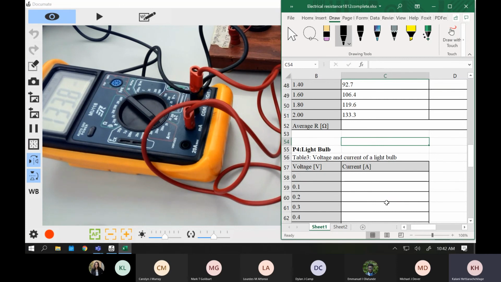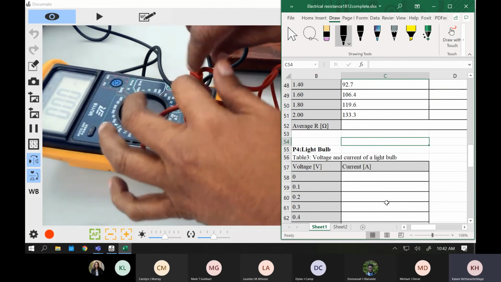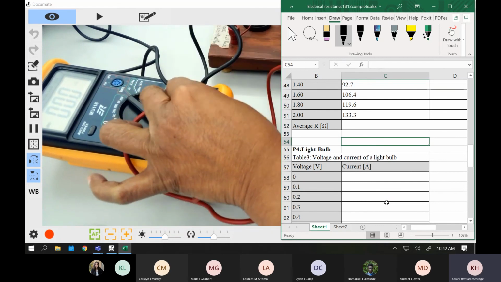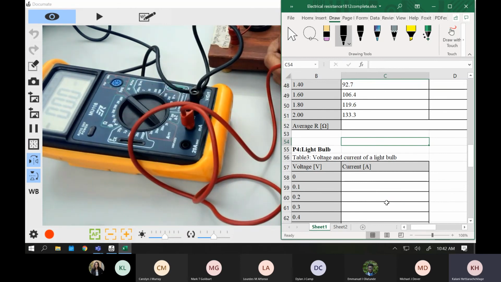Okay, so now the last one we're going to do is for the light bulb. I'm going to lower my voltage to zero, all the way counterclockwise first. Keep the switch on the power supply off. Now we're going to take that red wire from the ammeter, you remember we connected, take that out and connect that red on top of the resistor again.